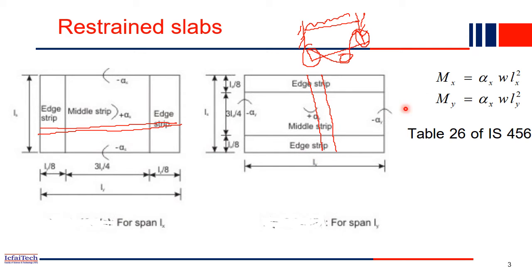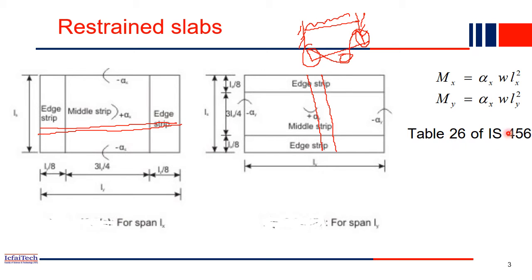Now, how much bending moment is developed in a two-way slab, you will get from Table 26 of IS 456. In Table 26, if you visit, you will find different types of slabs and different Lx by Ly ratios, and it will give you the coefficient alpha x. Once you know alpha x from Table 26, you can easily compute Mx equal to alpha x into W Lx squared. Similarly, My can also be computed.